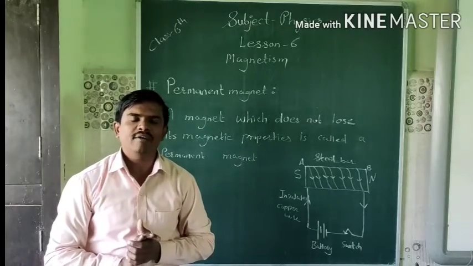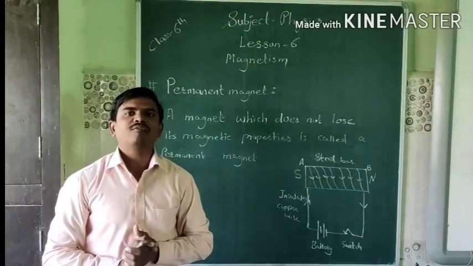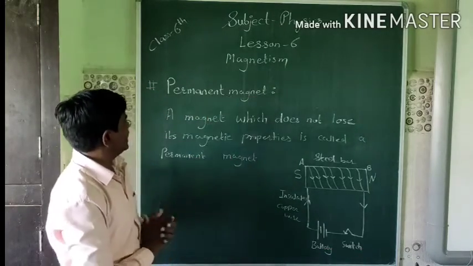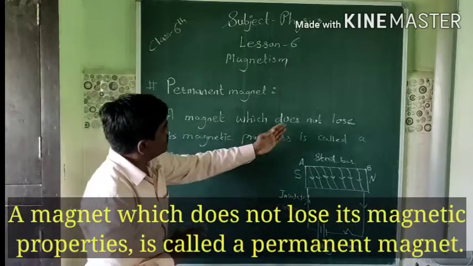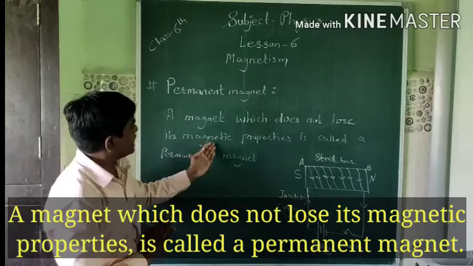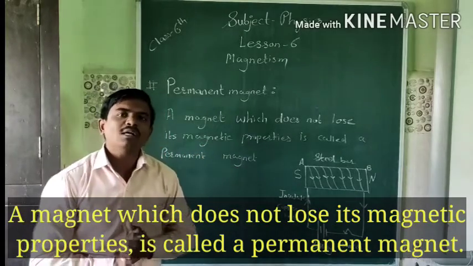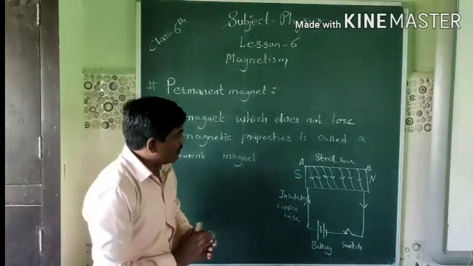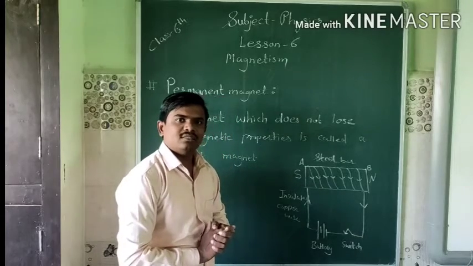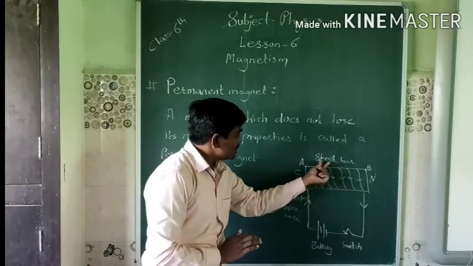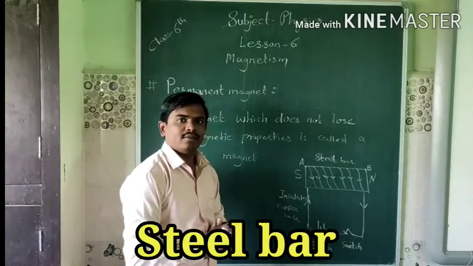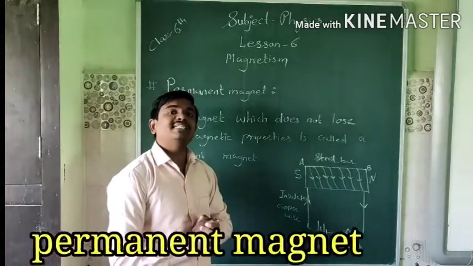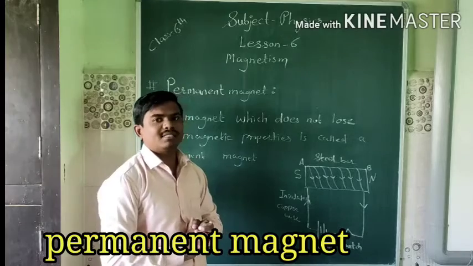Now students, I will define the permanent magnet. A permanent magnet is a magnet which does not lose its magnetic properties. For example, by the electrical method, you use the steel bar. This steel bar becomes a permanent magnet in the electrical method.